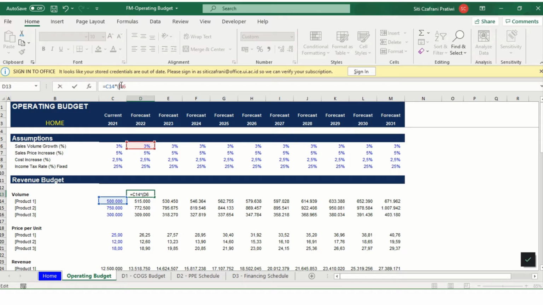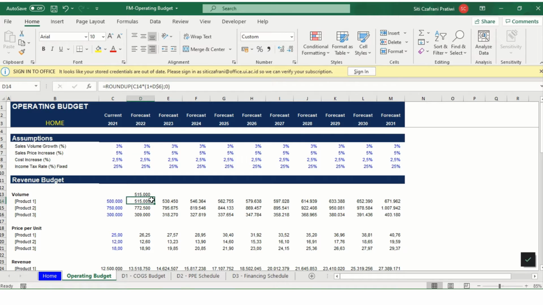Sorry, 1 plus volume growth. It should be like this one. This is the basic formula. However, there is a risk that your volume is not an integer. If your product is not something like water or sugar, and your product is stated in units, it should be stated in integer.